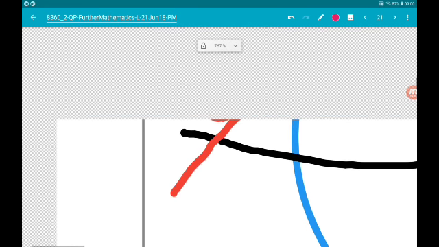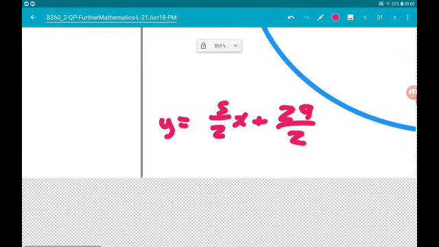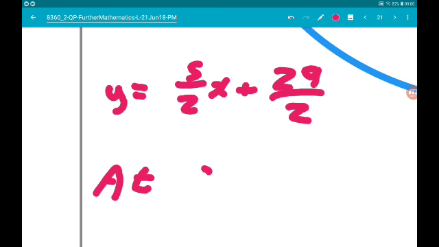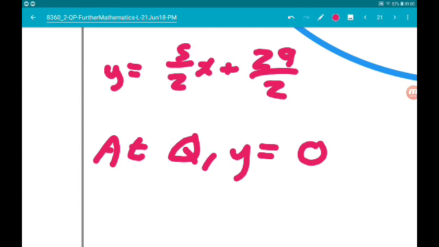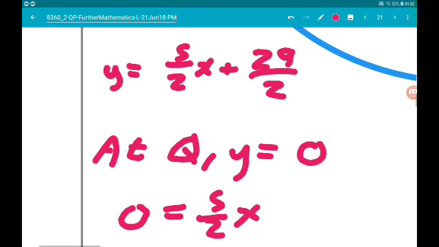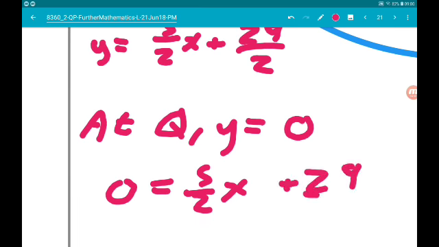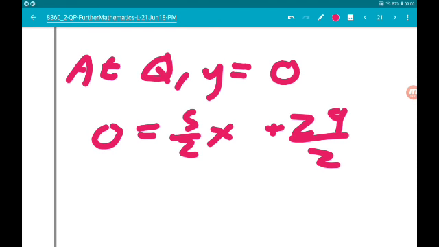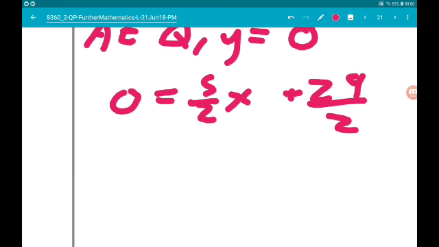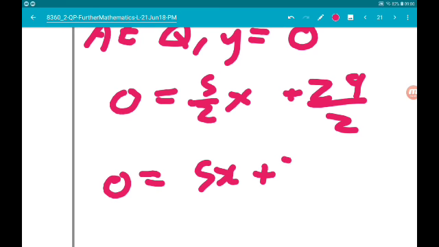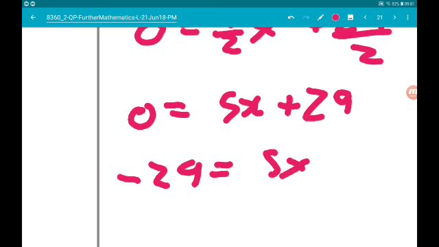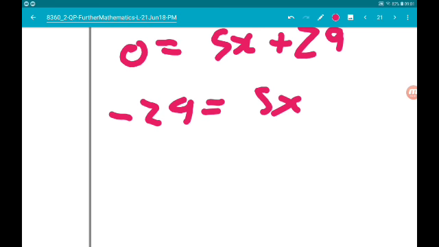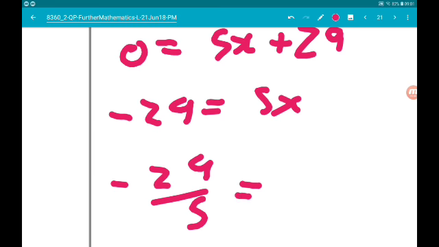Now at Q on the x-axis, y is equal to 0. So at Q, y is 0. Substitute that into our tangent, we get 0 is 5 halves x add 29 halves, and then we need to solve that for x. So we can multiply through by 2, so 0 is 5x add 29. Take the 29 away, minus 29 is equal to 5x. Finally, divide by 5, we get minus 29 over 5 is equal to x.